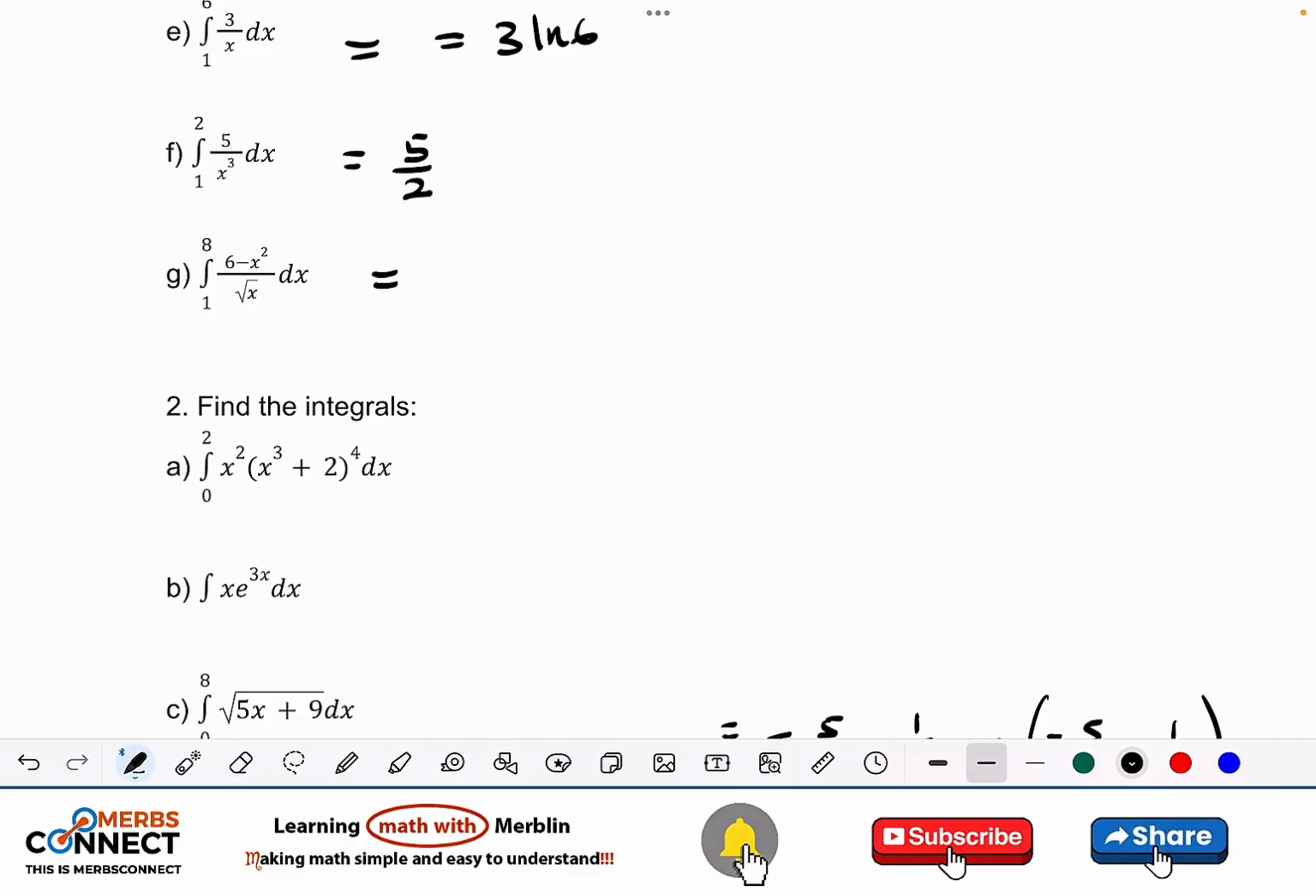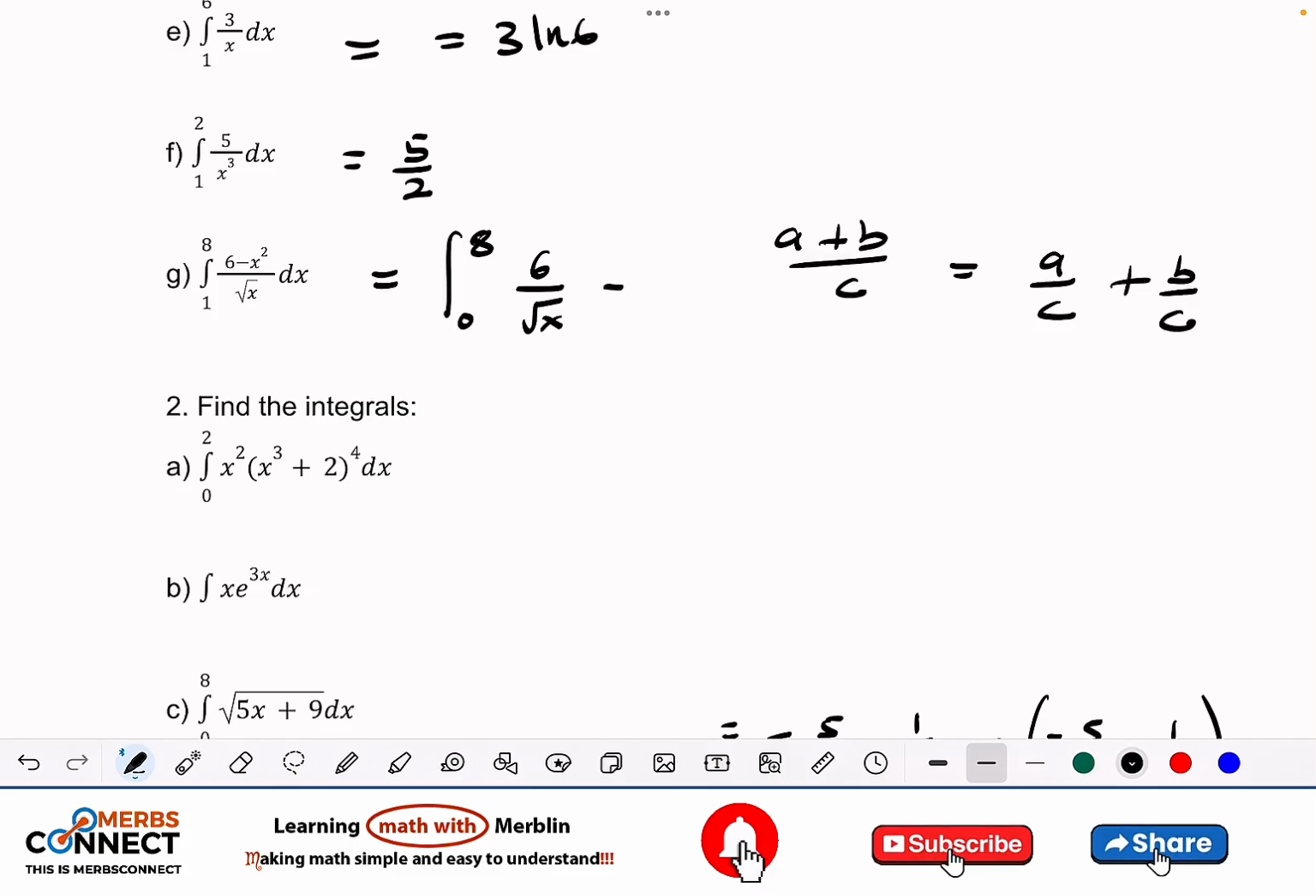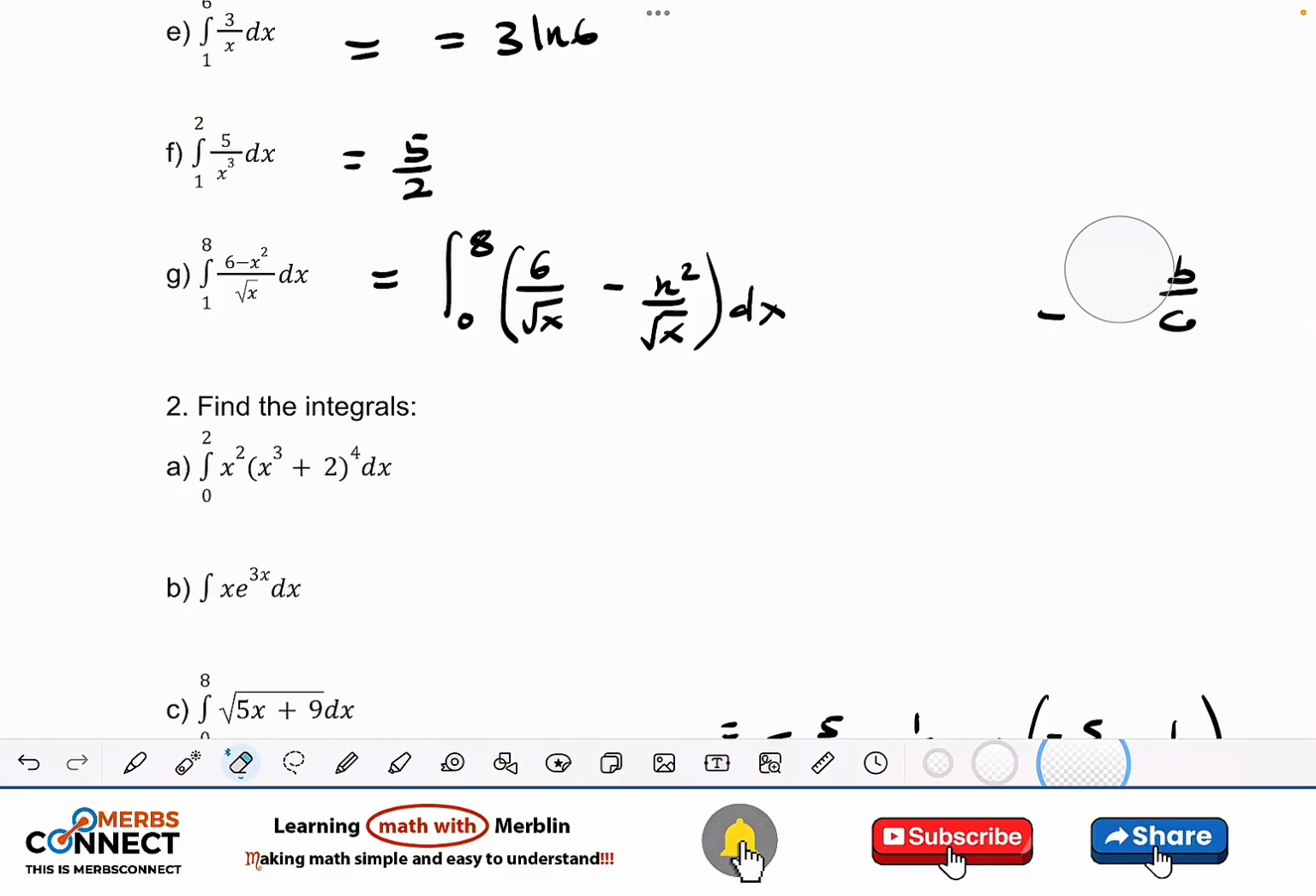Let's look at another one here. We have 1 to 8, right? So this one is like I have a plus b divided by c. This one can be written as a over c plus b over c, right? So I can do the same for this one. I can have integration from 0 to 8, then I'm going to have 6 divided by root x minus x squared divided by root x, dx. So this is what I can do. I'm still doing the simplification.